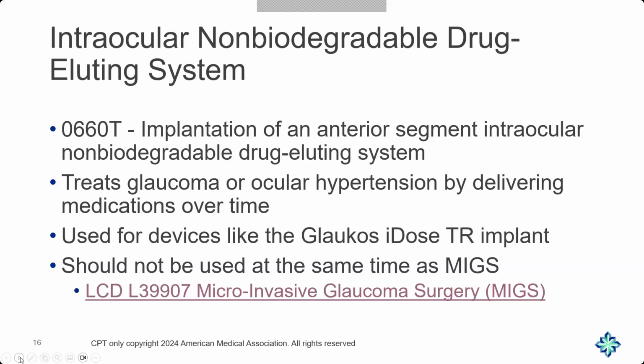Also, remember for the 0660T, the metallic implant that contains the drug in that slow dose to reduce intraocular pressure, that's an actual once-in-a-lifetime system that can be reported.